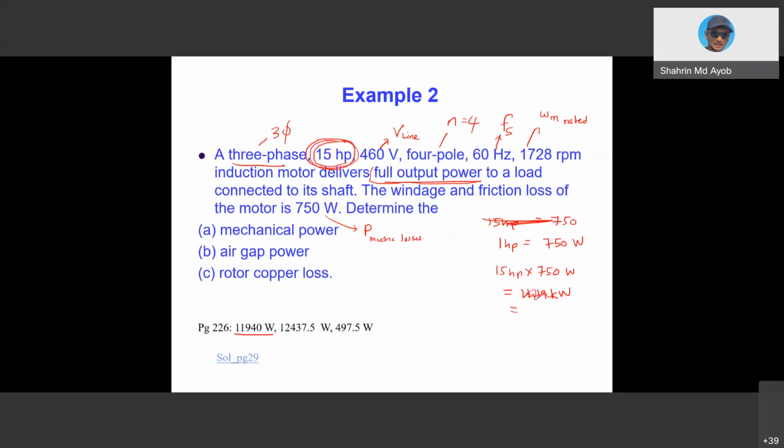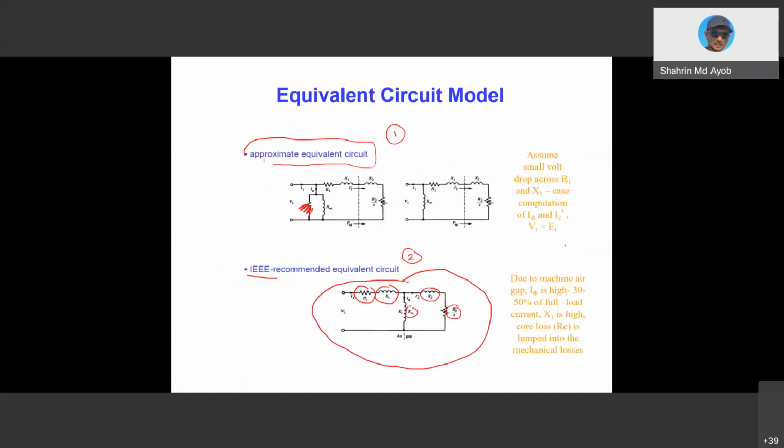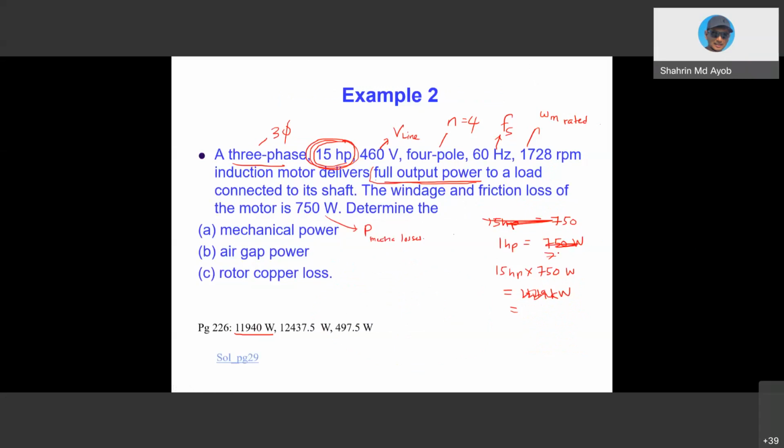So 11.19, is it 11.19? Oh, no. What is 1 horsepower equivalent to? Can someone Google it, just to make sure, 1 horsepower is equivalent to what? Oh sorry, 745.7 watt. So can someone calculate back what is the total output power? We can use 746. 11.1855 kilowatt. Okay.